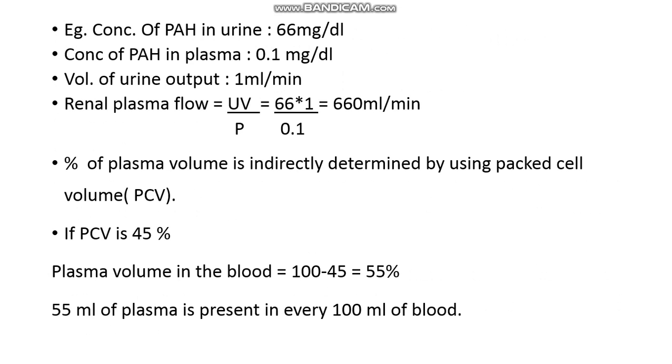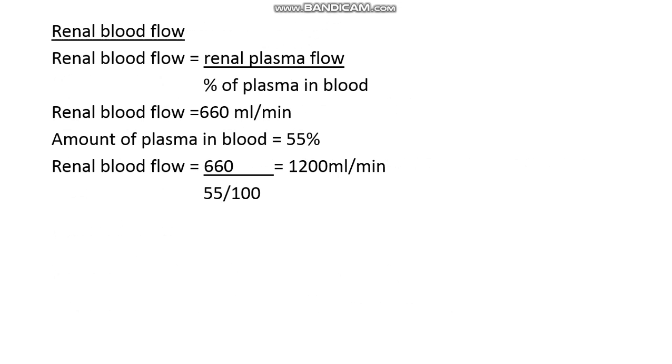So all the cells, that is RBC, WBC and platelets, together are known as what? Packed cell volume, and the remaining volume is considered as the plasma volume. In this example the PCV is 45%, that is, the volume of all blood cells, WBC, RBC, platelets, is 45%. So what will be the plasma volume in blood? We all know that the total percentage is 100. 45% is constituted by the packed cell volume, so the plasma volume in the blood is 100 minus 45, that is 55%. So 55 ml of plasma is present in every 100 ml of blood.